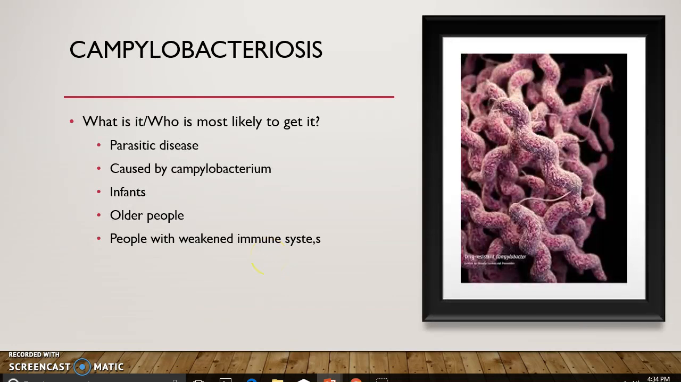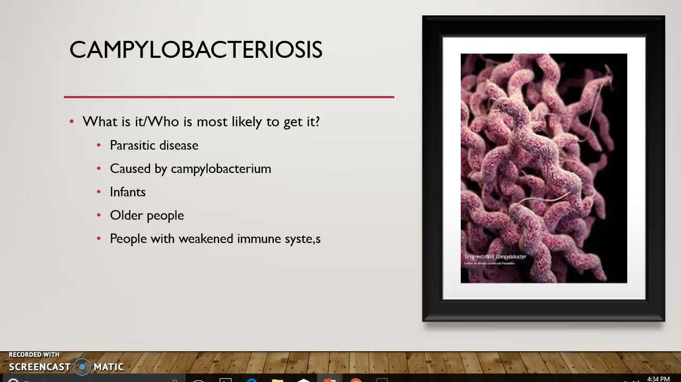The other type of parasite I want to talk about is Campylobacteriosis, or the disease that it causes. Campylobacteriosis and toxoplasmosis have one thing in common, and it's cats. A lot of the time, cats are the carrier for these things. And they also have some similar aspects. They're both parasitic diseases, like I said.